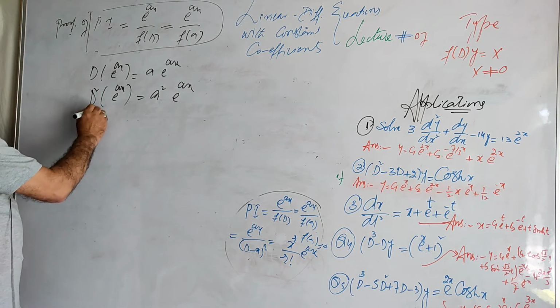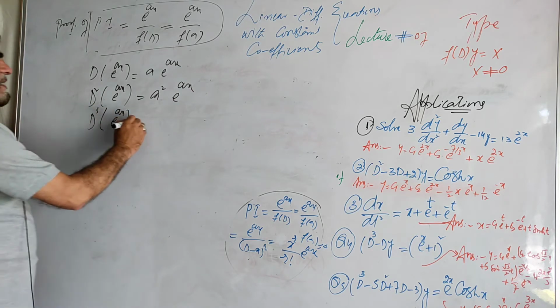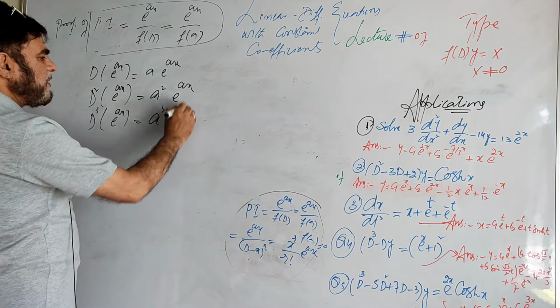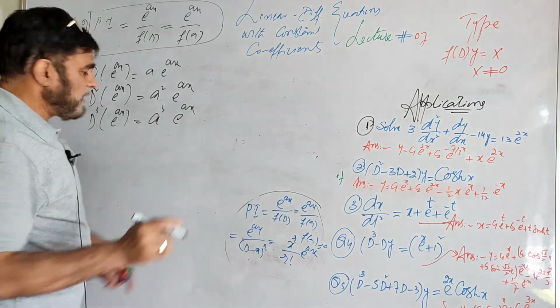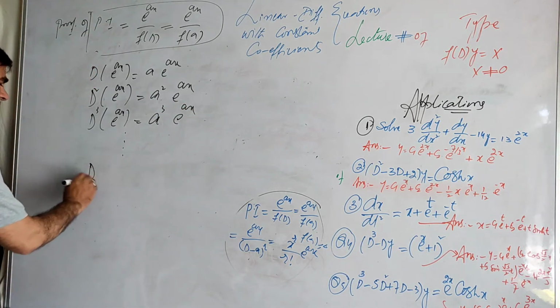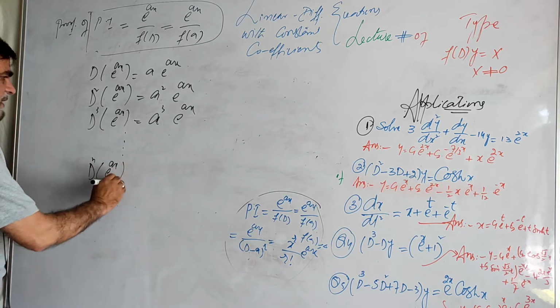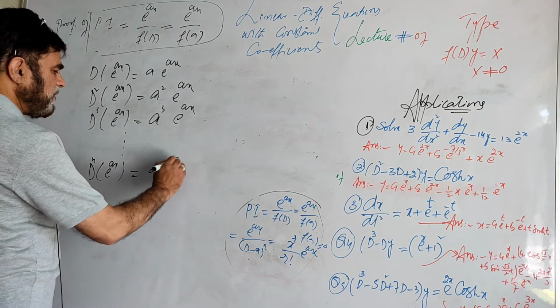Then you have d cube of e raised power x. What is this? It is a cube e raised power x. Do you follow? Very simple. Then you proceed to dn of e raised power x. What is this? A raised power n e raised power x.